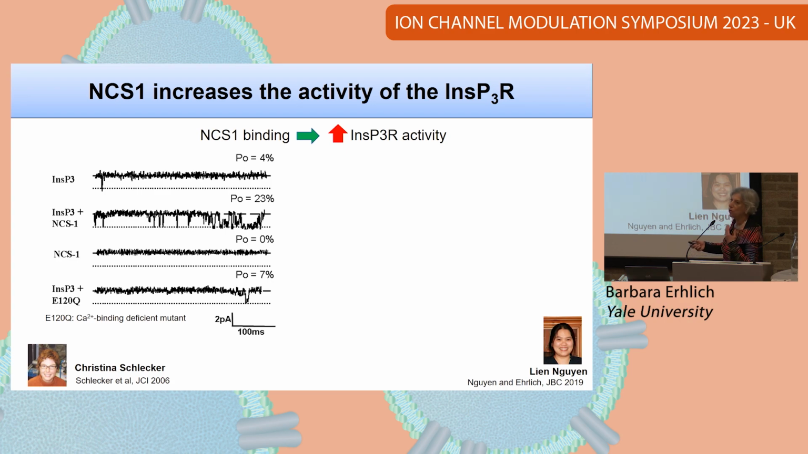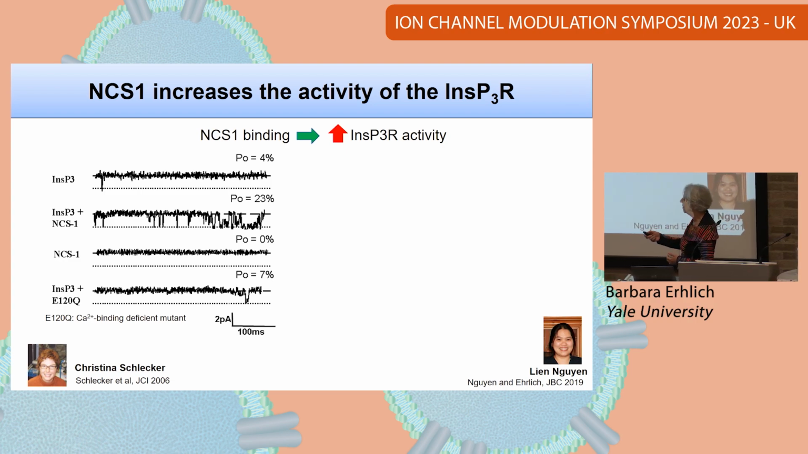NCS1 alone won't open the channel. It needs the IP3 present. And if you have an NCS1 that's been mutated so it doesn't bind calcium, it doesn't work either. So you need calcium, IP3, and NCS1. Okay, this is 2 proteins in a cuvette looking at the electrical properties.